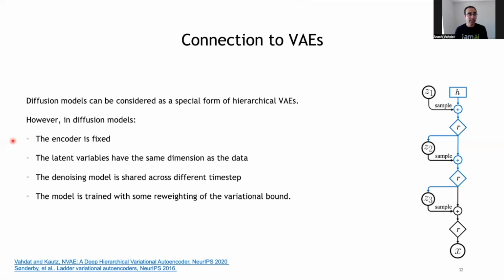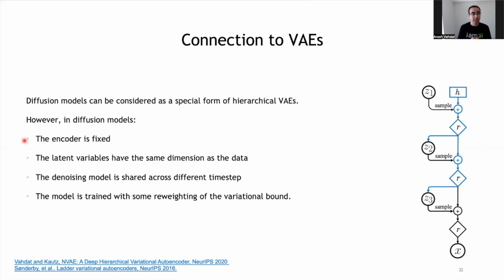Here we're going to discuss what the main differences are between diffusion models and hierarchical VAEs. One major difference is that the encoder in VAEs is often trained, whereas the encoder, which is the forward diffusion in diffusion models, is fixed. We're not training the forward diffusion. We're just using a fixed diffusion process as the encoder. That's one major difference. The second difference is that latent variables in hierarchical VAEs can have a different shape and different dimensionality compared to input images, whereas in diffusion models, we assume that all the intermediate latent variables have the same dimension as the input data.